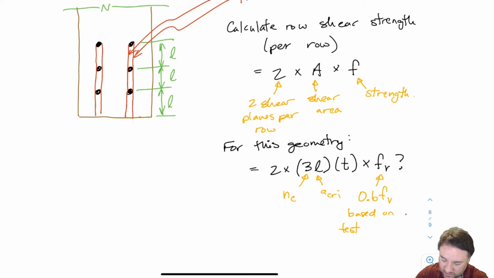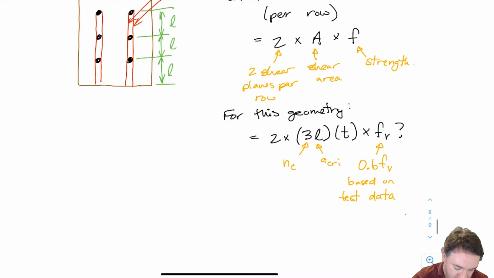So we're going to find our shear strength, FV, which is the same strength that we used for longitudinal shear before, but based on test data, it's only 60% as strong when we're looking at the level of a connection, rather than at the level of a full member. So if I multiply all those things together, I'm going to make my 3 NC, my L CRI, my 0.6 FV. So then if I have 2 times 0.6, I get 1.2. Then I'm going to have my NC, my ACRI, my T, and then my FV.